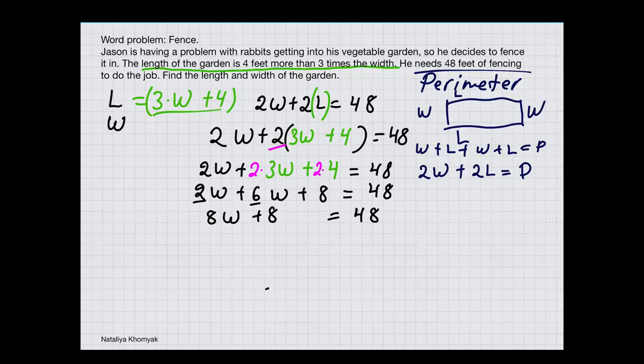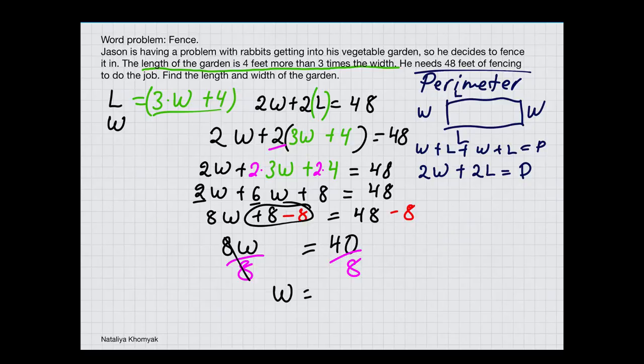Let's solve for W and do addition first. So minus 8, we get 8W, that's a 0, equals 48 minus 8, which is 40. Out of 8, this cancels and we get W equals 40 divided by 8, which is 5.